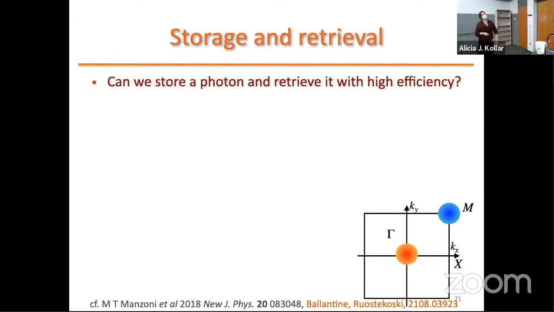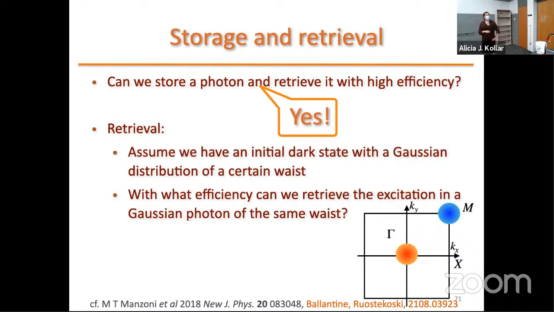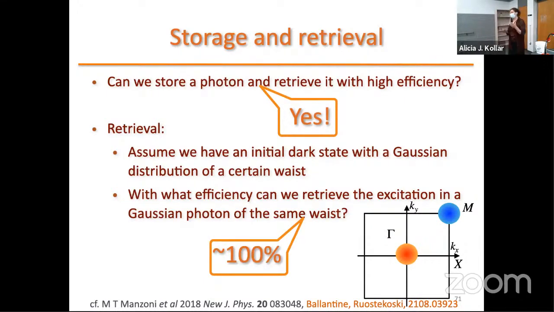So the question is, can we store a photon and retrieve it with high efficiency? Obviously, yes. Otherwise, I would not talk about that. And for the retrieval, we made the calculation a little bit more realistic. Namely, we assumed that our light has a Gaussian profile, and that of course gives us an uncertainty on the system. So we looked at the retrieval efficiency as a function of the Gaussian waist. And it turns out that actually that helps us more than it hurts. I say roughly 100%, of course never 100%, but we come pretty close.